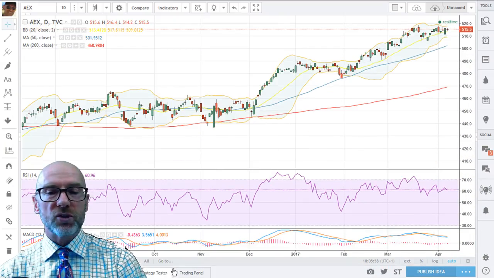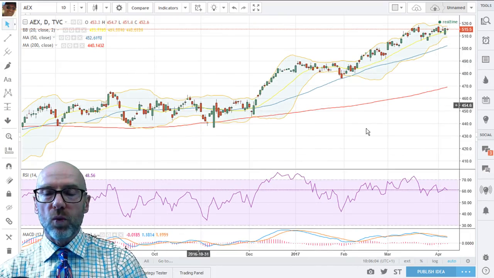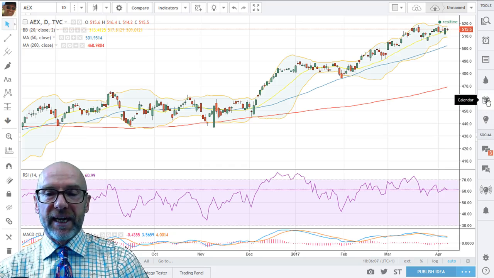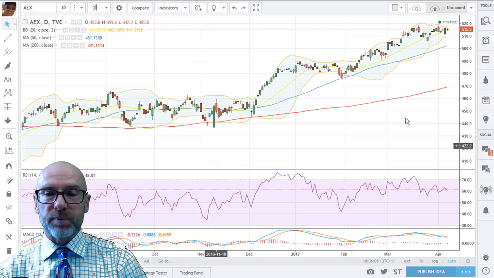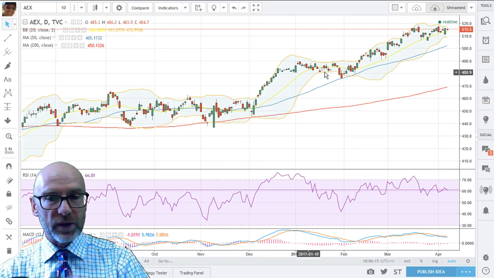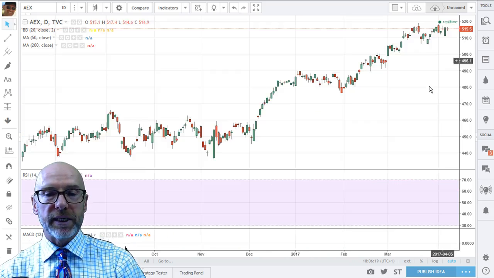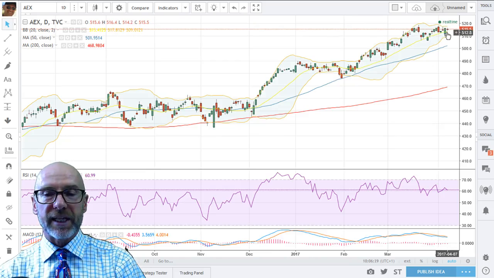Okay, now moving on to the AEX, and here we have the daily on the AEX. Again, it's maybe a bit small for you, but just look at the overall picture. We had the rally up in December, which was very good, then a flag sideways, and we've had a further rally, and we seem to be having another flag to the side here.